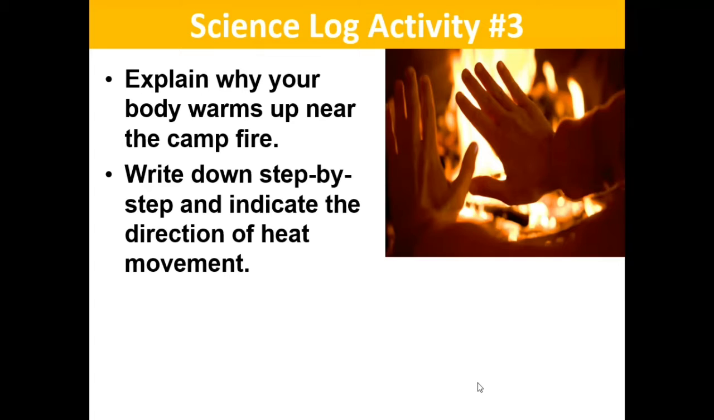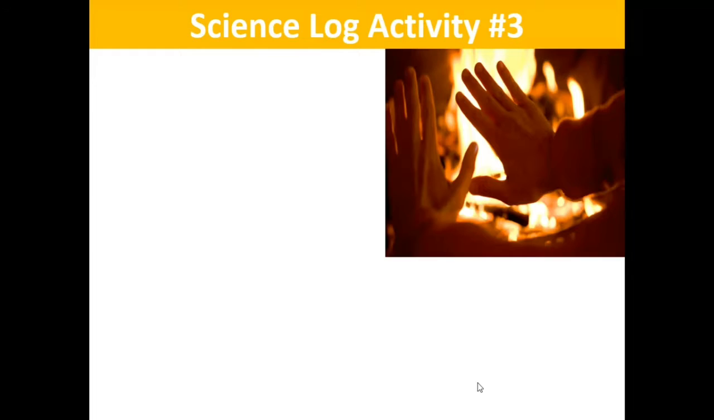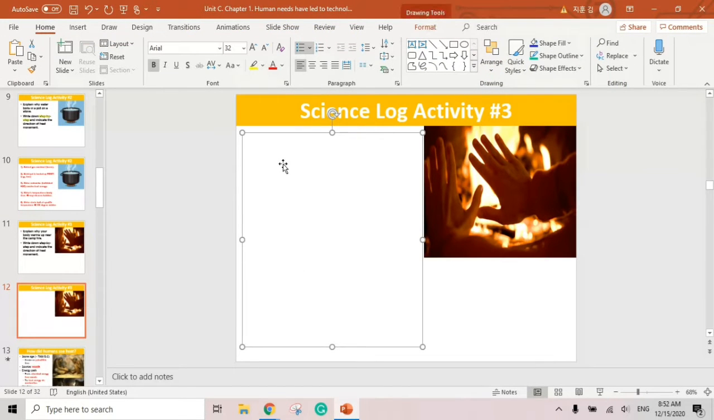Last time I gave you homework: completing Science Log Activity Number 3, which is about explaining why your body warms up near the campfire, writing it down step by step and indicating the direction of heat movement. So we're going to go over that first. If you haven't done it, this is a good point to hit the pause button and go through each of those. If you're already finished, go through it, and if there's something that you haven't put, please write these down.